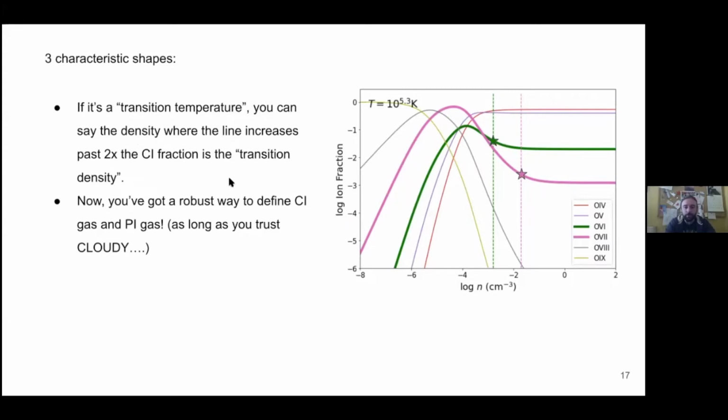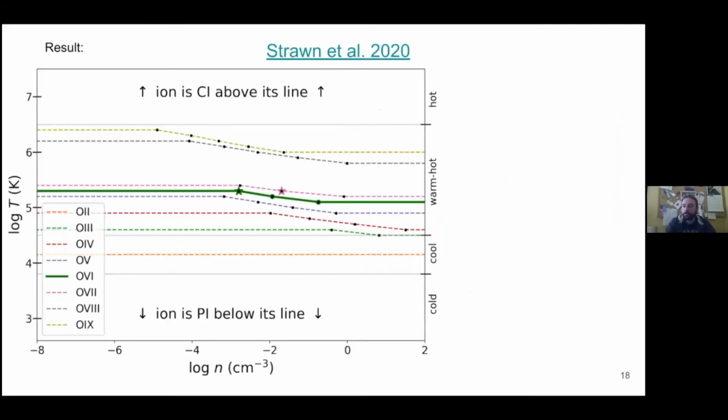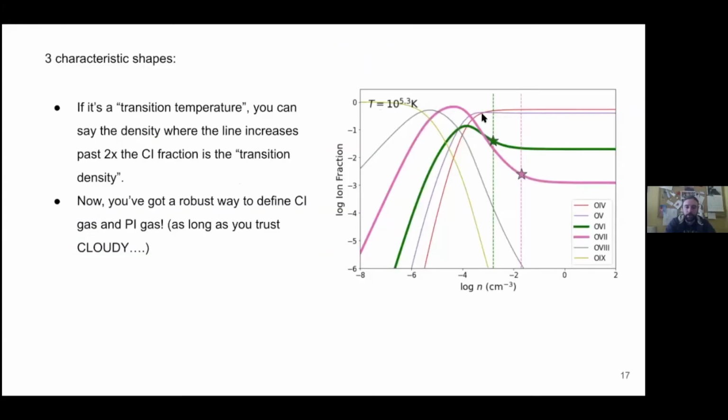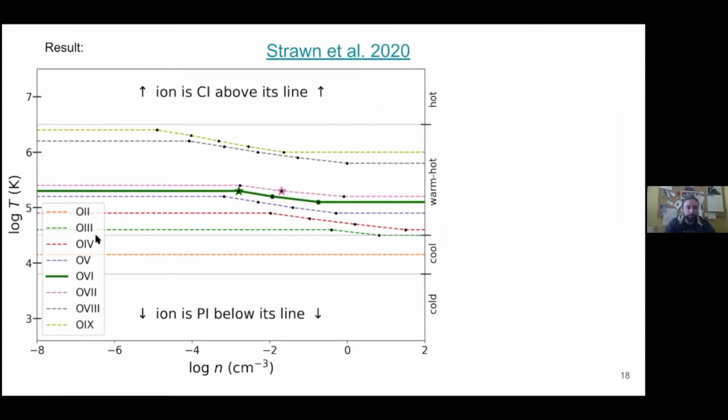And as you go further, more than 50% is created with photoionization. So now you've got this robust way to define Ci and Pi gas. And so these stars represent our transition points. They're at these densities, so 10 to the minus 3 and 10 to the minus 2, at this temperature for these two ions. So what we're going to do is take all of that and plot all those transition points. These are the same ones that are denoted with stars, right? We have this green and pink stars right here. Those are plotted again here at this temperature and these densities.